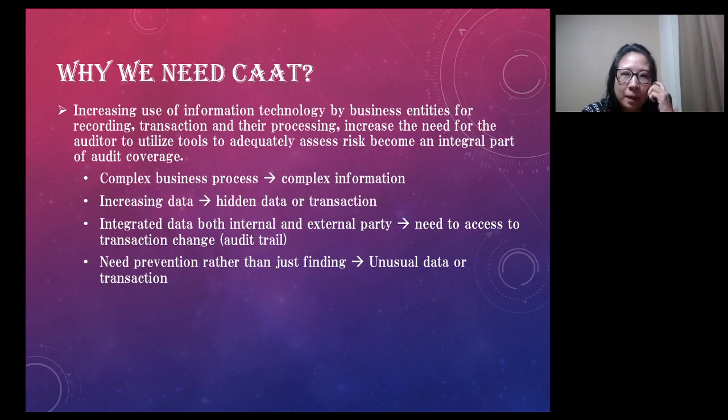Okay, and then why do we need CAAT? First, because nowadays we have increasing use of information technology inside the company, right? Most companies nowadays already use IT to do their transactions, and it's also related to the complexity of the business process.